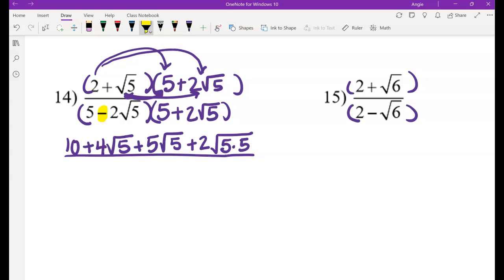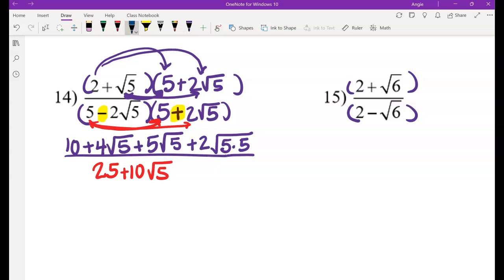On the denominator, these are conjugate pairs because everything's exactly the same. So we're just going to multiply the first two terms. 5 times 5 is 25. And then we are going to multiply, hey, if you want to, you can go straight to negative 2 rad 5 times positive rad 5, but I'm going to demonstrate this right now to show you that the middle two terms will cancel. Now, 5 times 2 rad 5, y'all, is going to be 10 rad 5.